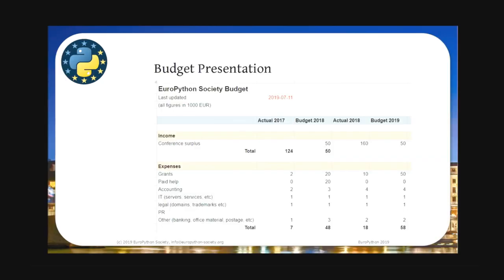Then we have a presentation of the budget. Are you or is Anders presenting it? Anders wrote this, so maybe Anders presents it as well. Okay, Anders, please go ahead. Yes, so basically we looked at last year's actual numbers. The main difference is that we want to increase the number of grants we gave. Otherwise, it's essentially the same budget as we had an outcome from last year.